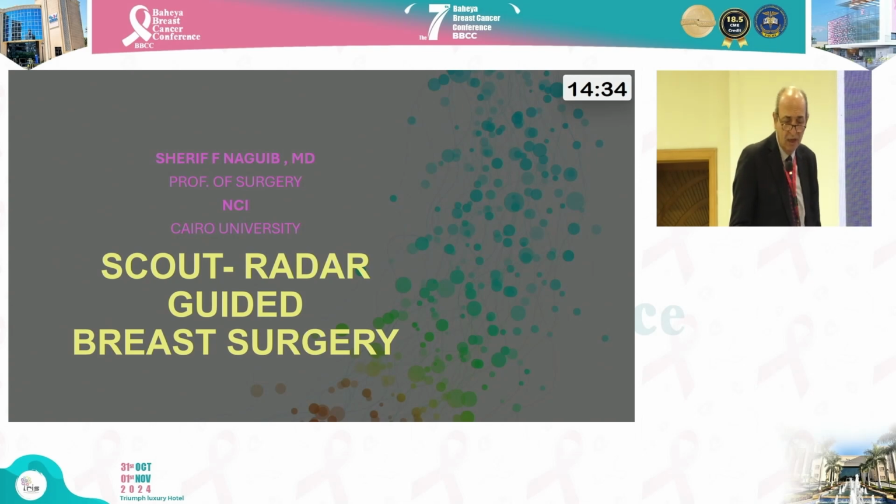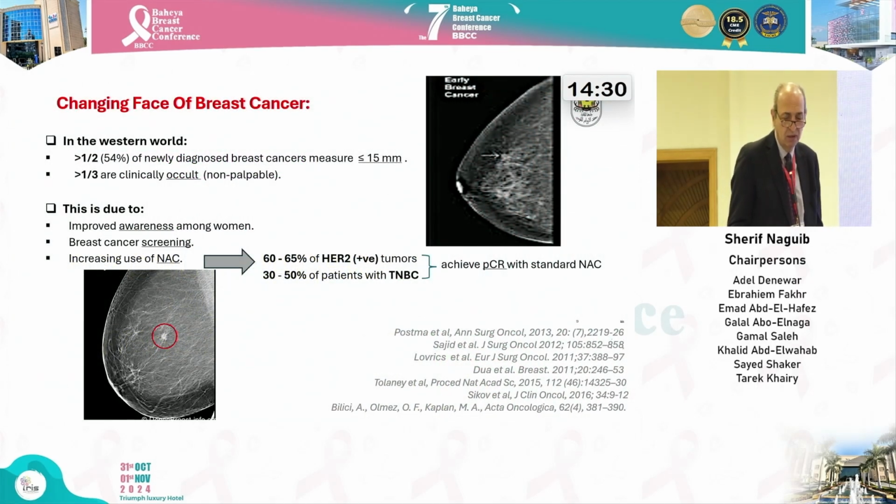I will be presenting a new apparatus, a new technique that we use now for guided breast surgery. It is called the Scout Radar. Why do we need guided breast surgery? Because we are facing nowadays a changing face in breast cancer.